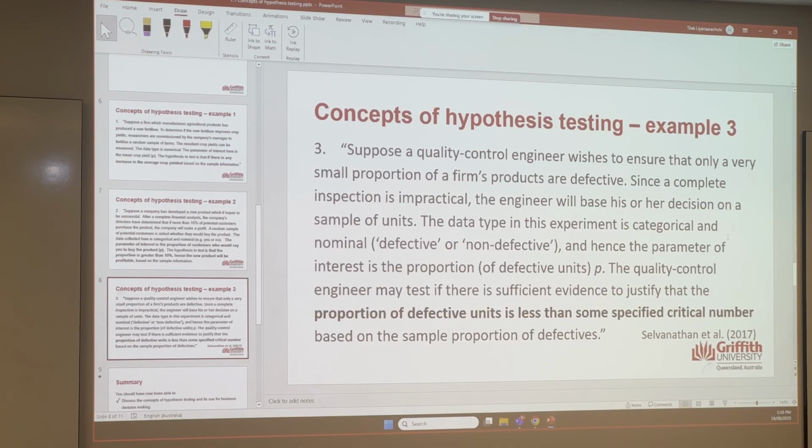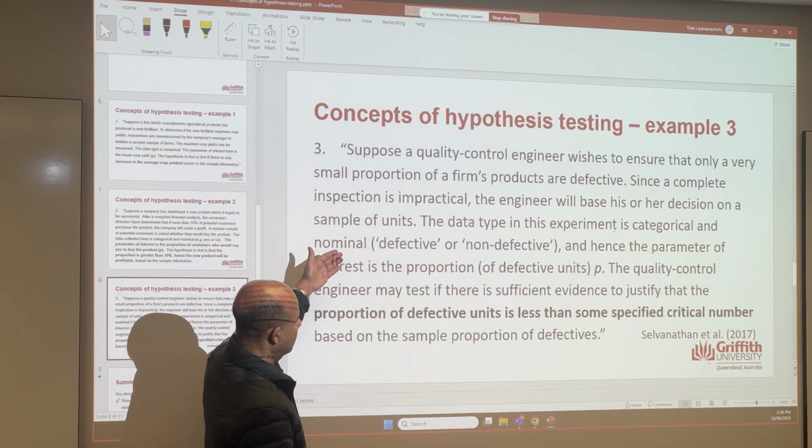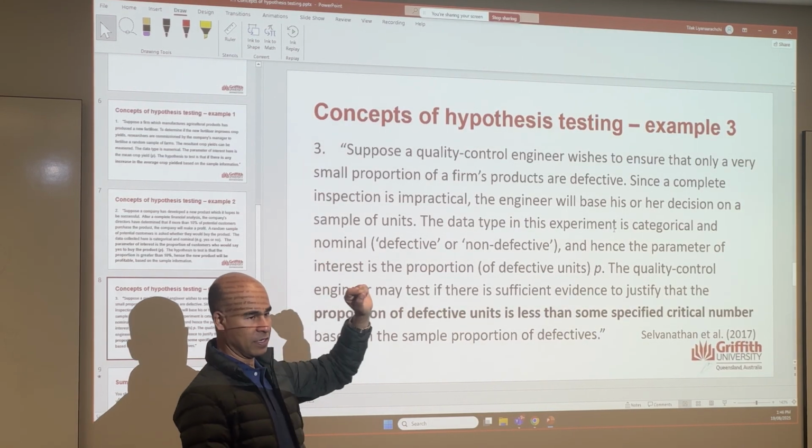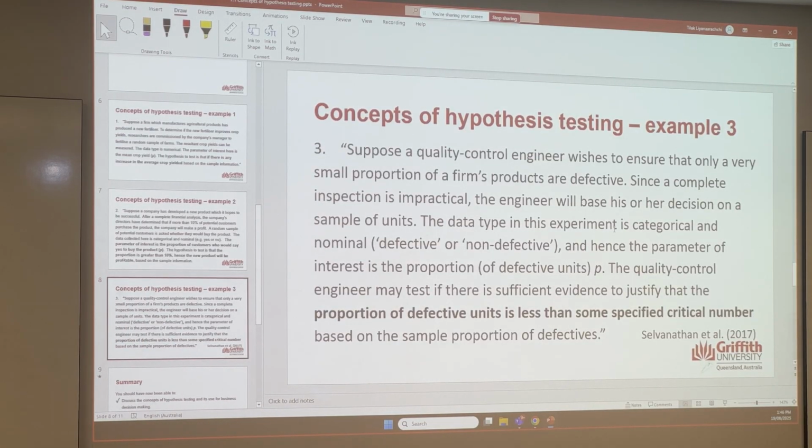This is another example, quality control, right? In this case, the engineer believes that the firm's products are defective but at a very small percentage. That is also a proportion, right? Suppose that if you make 100, only 5% are defective. Defective means there is a damage or fault in the production. So these are the areas where we use hypothesis testing.